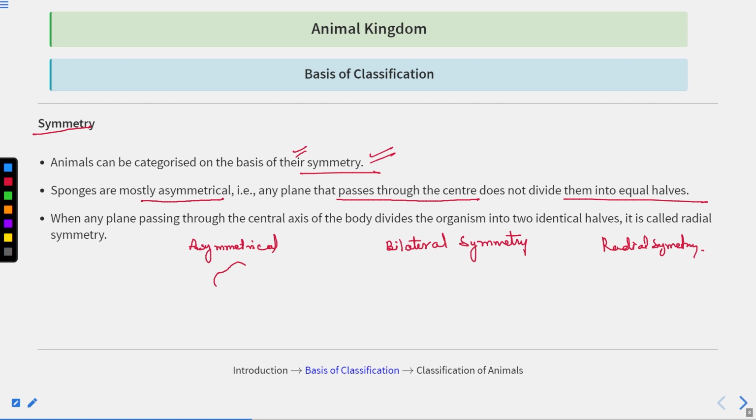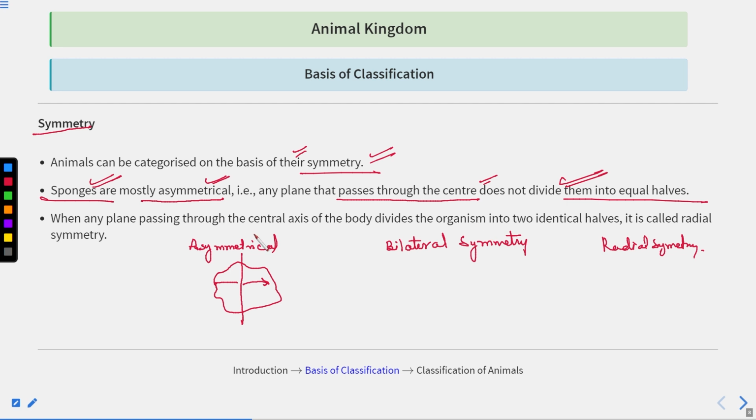Now, suppose any organism is like this. If you divide this organism from here, this part of the organism is not giving the same mirror image of this. So when you are not able to divide the organism into two equal halves, then it is called asymmetrical. So the poriferans, the sponges, are mostly asymmetrical. If you divide it by any plane through the center, and it is very important that it should pass through the center of the body, it does not divide them into equal halves.